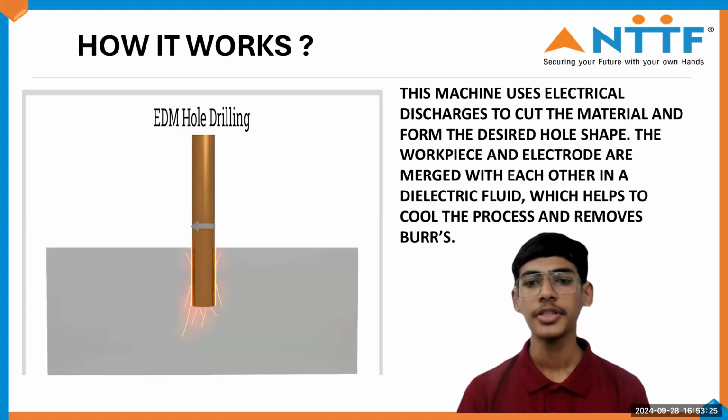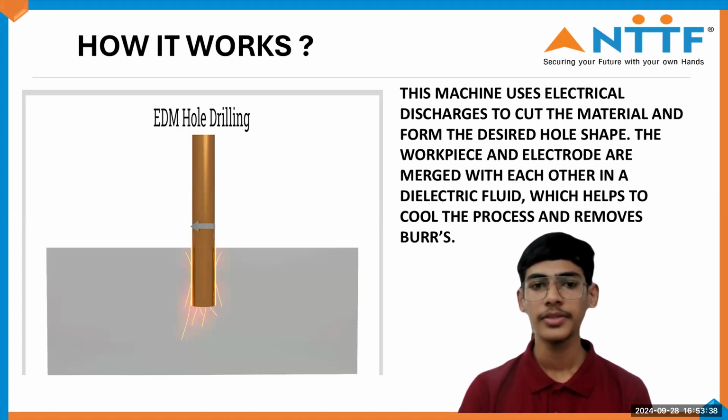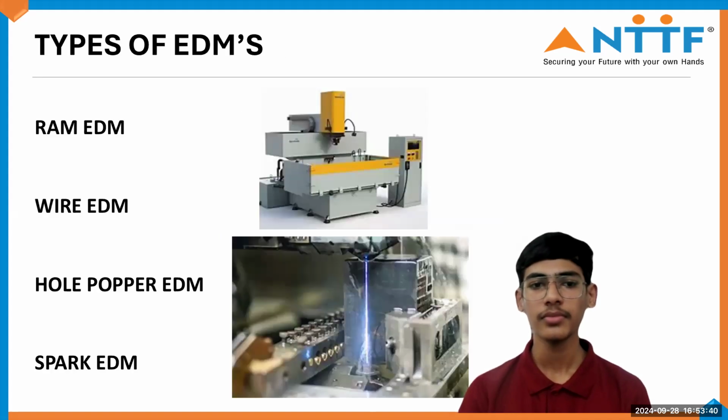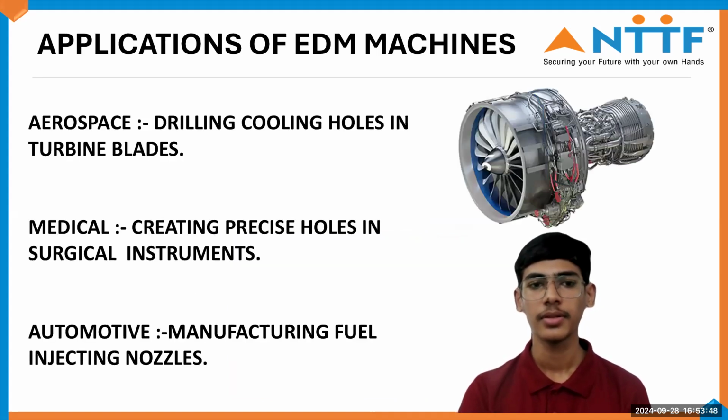How it works. This machine uses electrical discharges to cut the material and form the desired hole shape. The workpiece and electrode are immersed in a dielectric fluid, which helps to cool the process and removes burrs. It is a burr-free machining process. Types of EDMs: RAM EDM, wire EDM, hole power EDM, and spark EDM. These are various types of EDM machines.